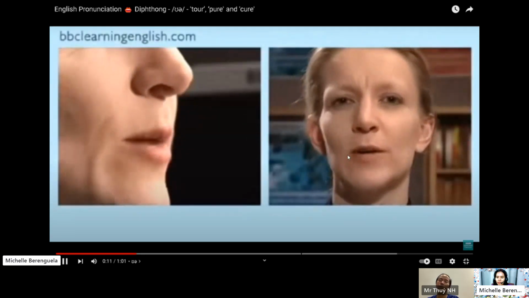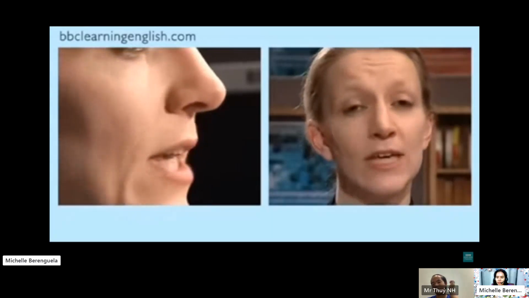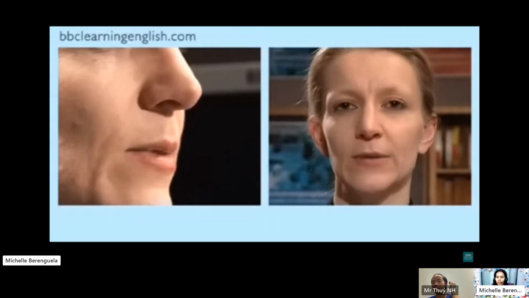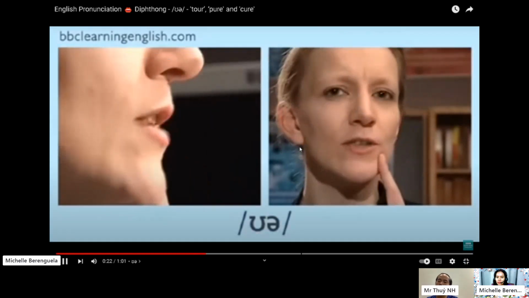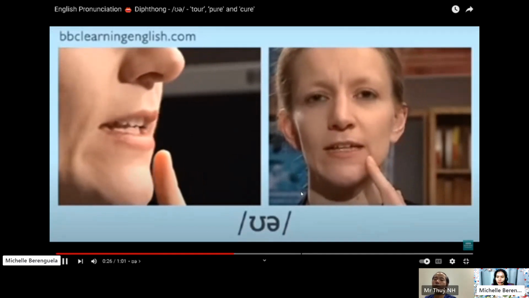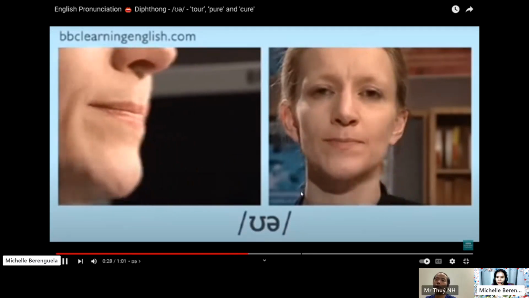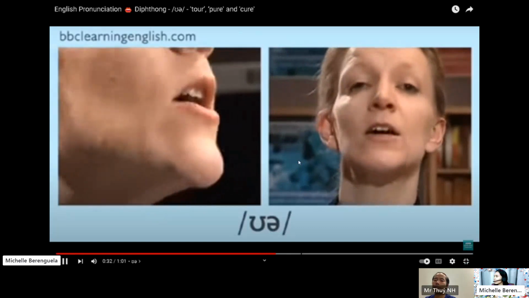This is a diphthong, a double vowel sound. The shape the mouth makes changes from the beginning of the sound to the end. It's pronounced "ur", as in "what". Did you notice how my mouth changed shape from the beginning of the sound to the end? Now you try. Listen and repeat after me.